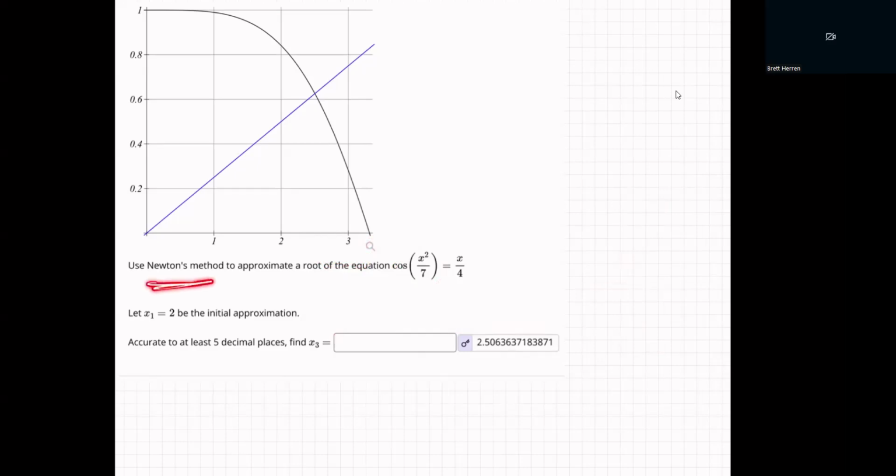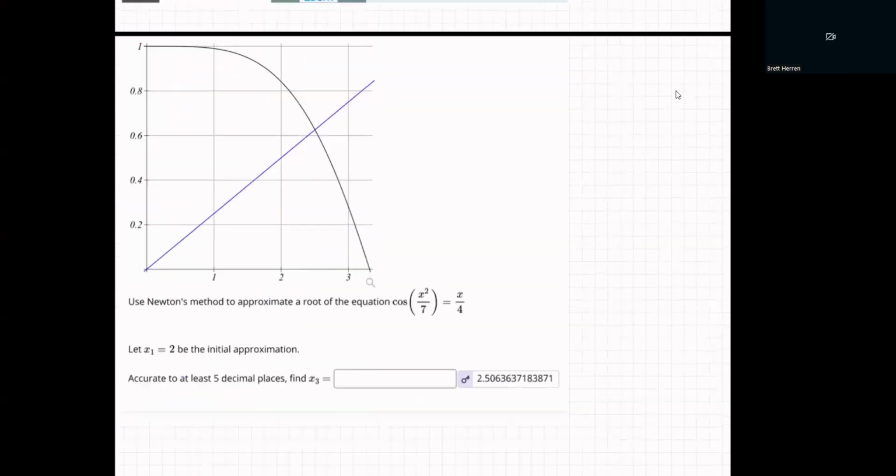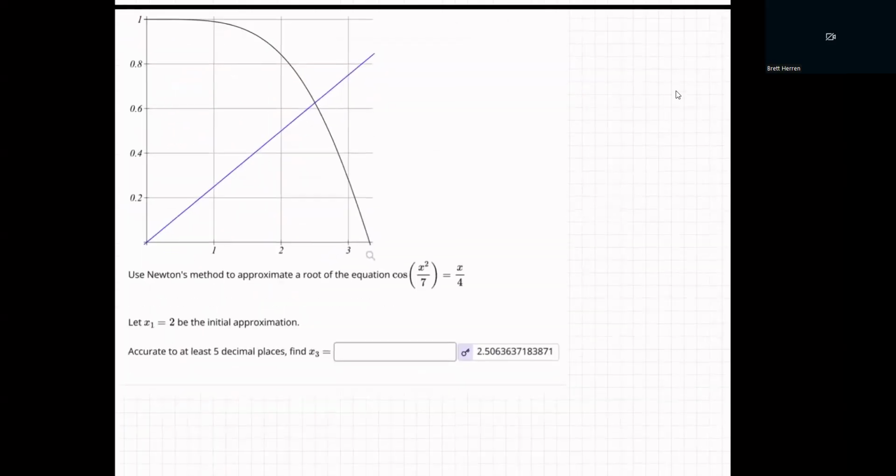So we're going to use Newton's method. They say let x1 equals 2 be your initial, get to x3. And there's the answer. How do we do it? Well, we go click on this link on the home page. That's the graphing calculator, the Desmos graphing calculator. And what we're going to type in.